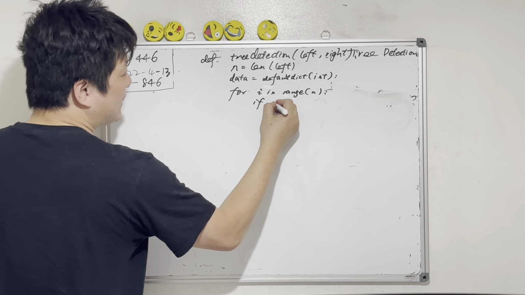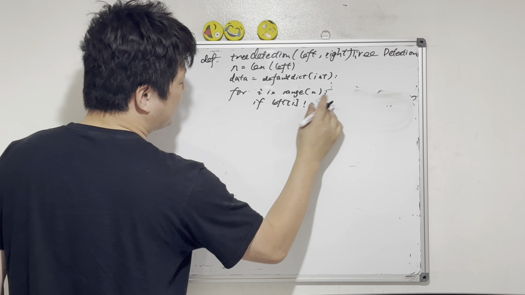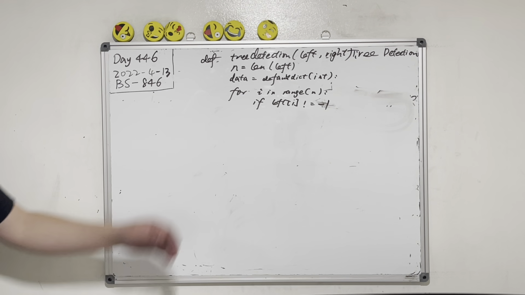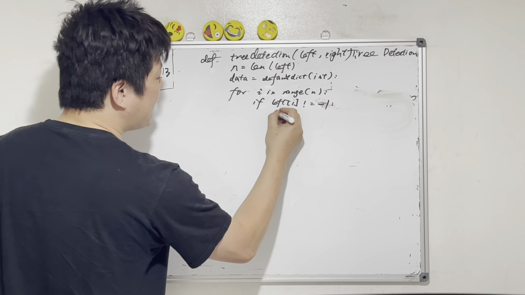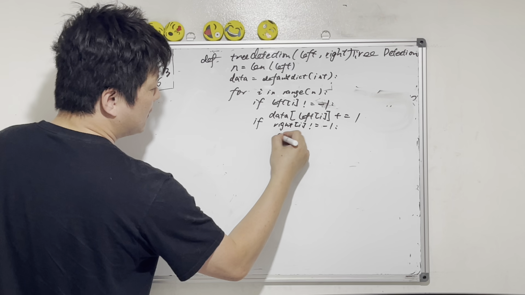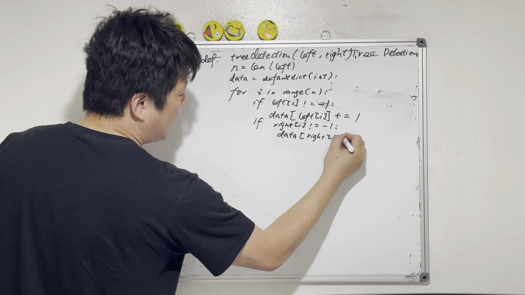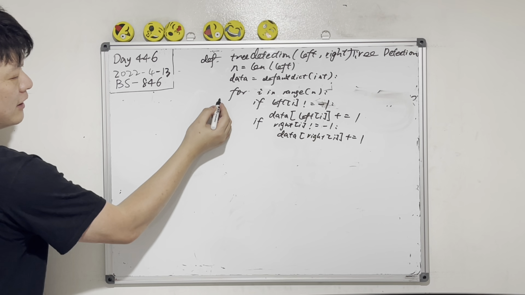So look, if left[i] is not equal to -1, there's no point counting the in degree of nothing. If left[i] is not equal to -1, then indegree[left[i]] plus equals 1. Okay, look. If right[i] is not equal to -1, then indegree[right[i]] plus equals 1. Eric, can you tell me what I'm doing here? From this line here to here.